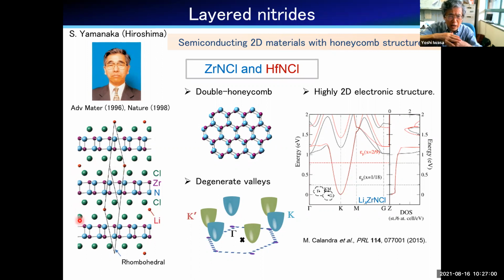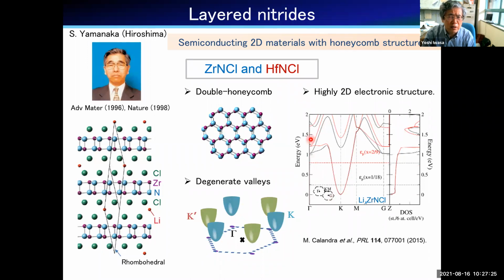Of course, we are able to cleave it into very thin layers. But today I'm going to speak only about multi-layers. Even in multi-layers, we are able to intercalate potassium ions. In this particular case, lithium, we are able to induce superconductivity.